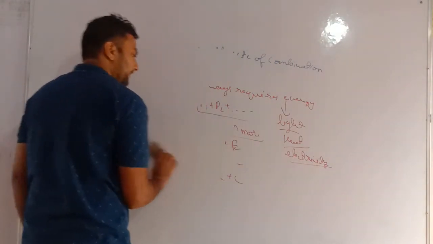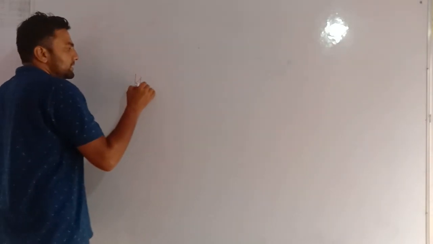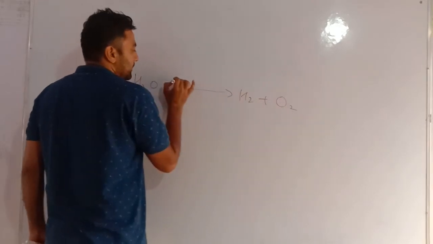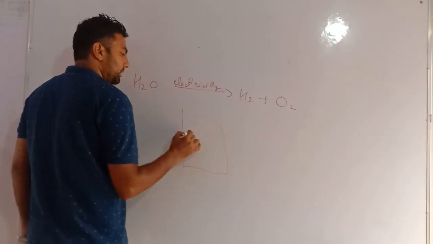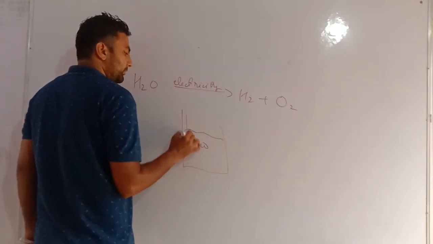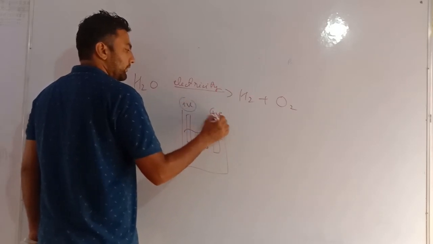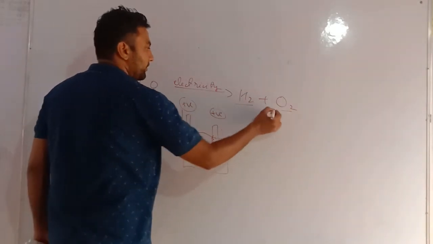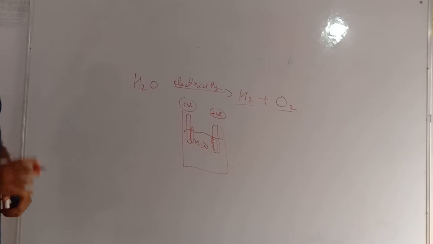See my dear friends, if water is there and you put two positive and negative electrodes in it and current is passed through it, this water will decompose into hydrogen plus oxygen. For that I need to give electricity. If there is water and I put positively charged and negatively charged electrodes, I will get gases at these electrodes. These will be hydrogen and oxygen, but for that I need to decompose them. Very important my dear students.